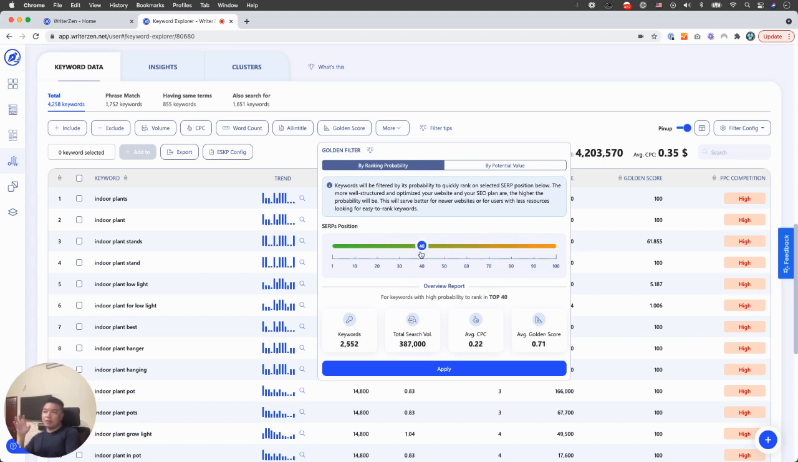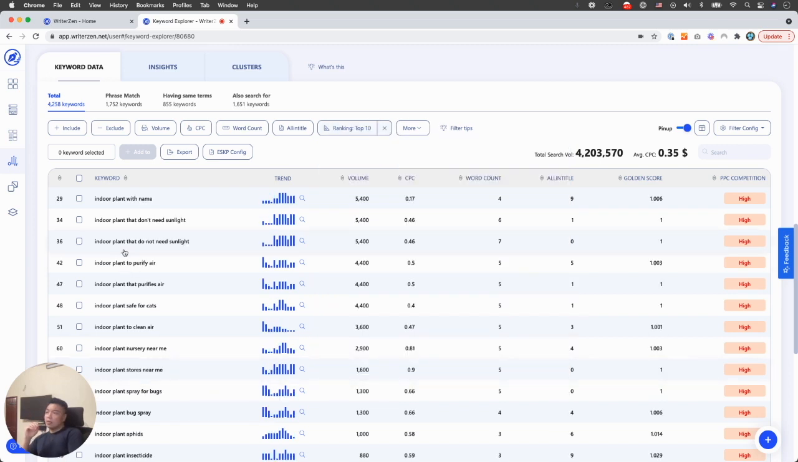So with this filter, it's very easy for beginners or pre-intermediate, or if you are looking for very quick-to-rank keywords, and you think, okay, you know what, I want to filter some really cool and good keywords to rank. As you scroll, there will be an overview report right away for you to see how many keywords you would put in the top 10 or top 20 or top 30 over here, how much search volume you have, the average CPC of it, and the average golden score that will appear. All right, so generally you could start with 10.